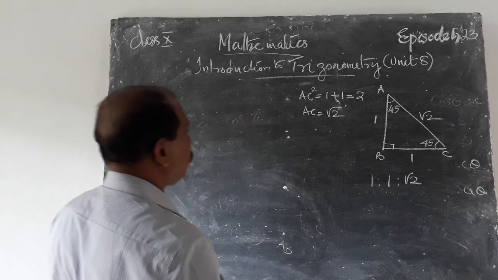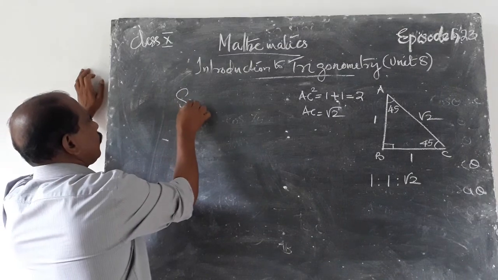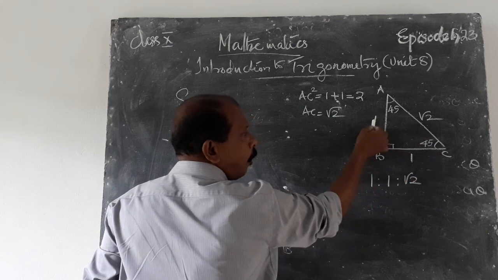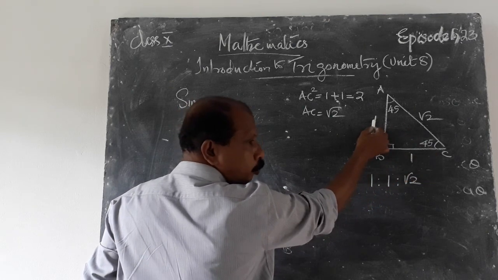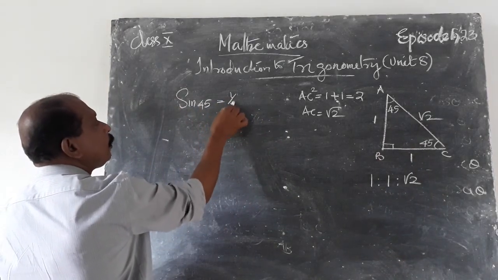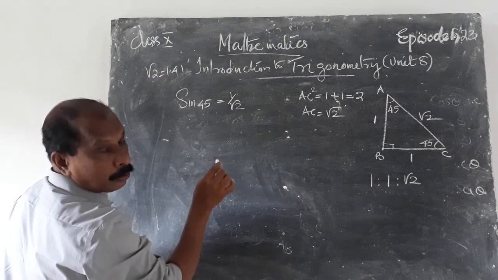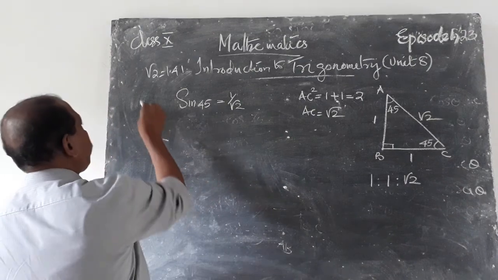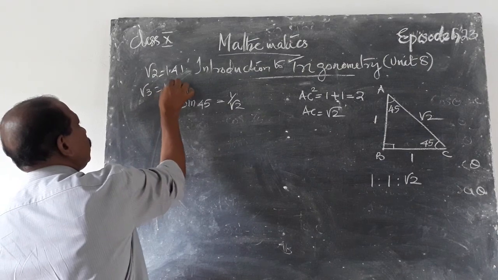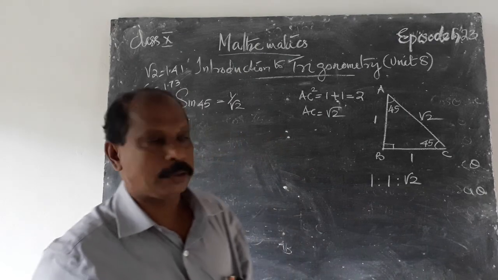Then, what are the sine, cos and tan values? Sine 45. We can take any angle, they are the same. Therefore, sine 45 is opposite side, that is 1, by hypotenuse, that is root 2. Therefore, it is 1 by root 2. That is understood. What is root 2? It is 1.41. It is an approximation, not perfect, it is a recurring or non-terminating number. Root 3 is equal to 1.73. These are the approximate values of root 2 and root 3.